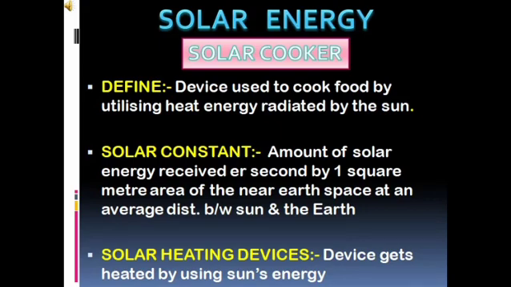Why are they painted black? Because black color absorbs so much heat. So these metal containers are then placed inside the solar cooker box, and they are then covered by a glass sheet. Why are they covered with a glass sheet? Because this glass sheet does not allow the heat energy to get out of the box, and it maintains the temperature so that the food which we have kept inside the box is cooked easily.